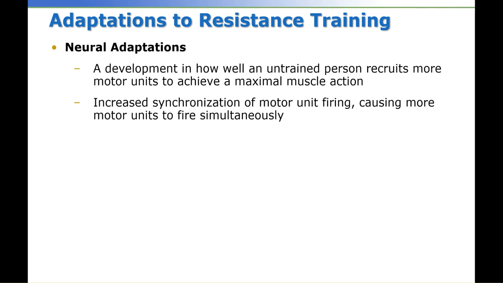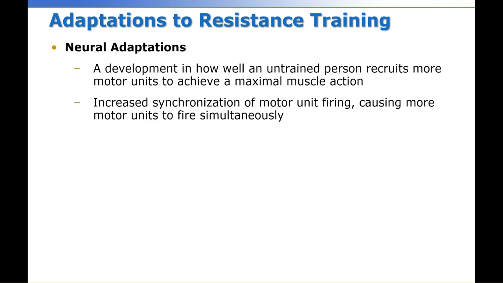Adaptations to resistance training: you have neuroadaptations, development, and how well an untrained person recruits more motor units, achieving max muscle action, and increased synchronization of motor unit firing, causing more units to fire simultaneously. These two things cause the motor unit activation to give a greater force that's needed to lift the weight.